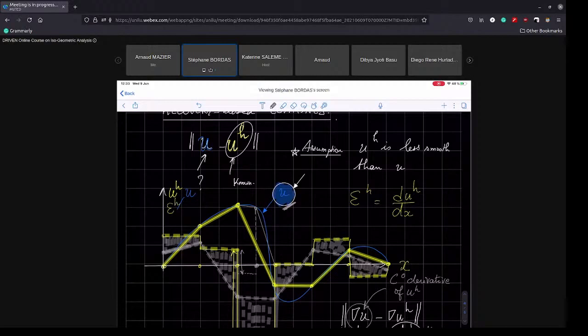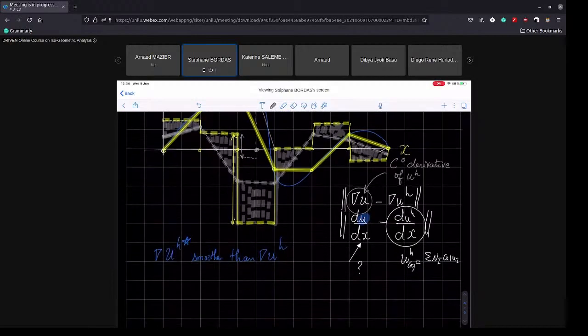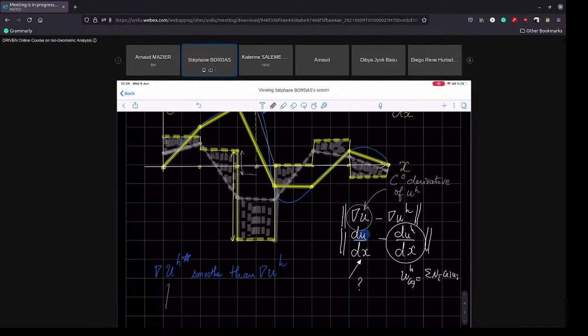Instead, we will build a new solution, U star, which is smoother than uh, that one we know, and we will use this U star as a surrogate for the exact solution. We will use this U star as a substitute for U that we don't know.